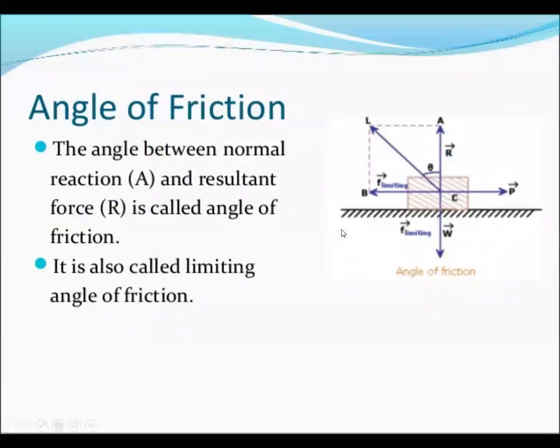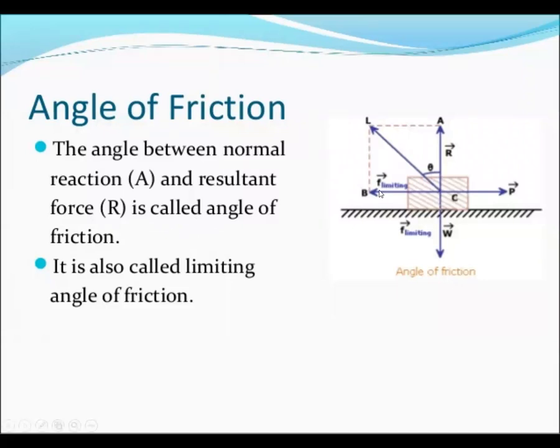Okay. So in the last class, we saw what friction is, the definition of friction. We saw the different types of friction, like static friction, dynamic friction, rolling friction, and angular friction. Angular friction is nothing but the friction between the reaction and the resultant.